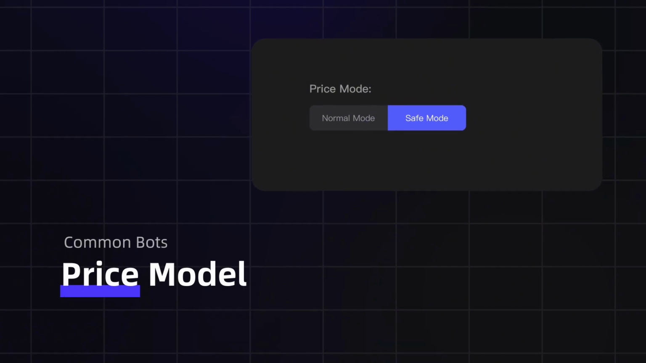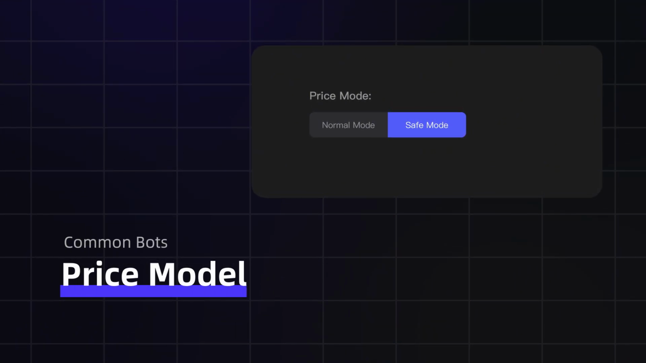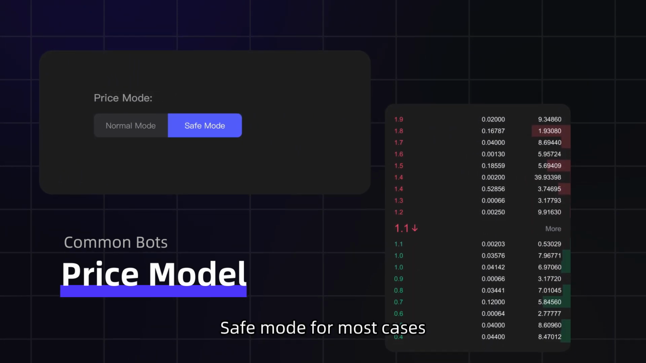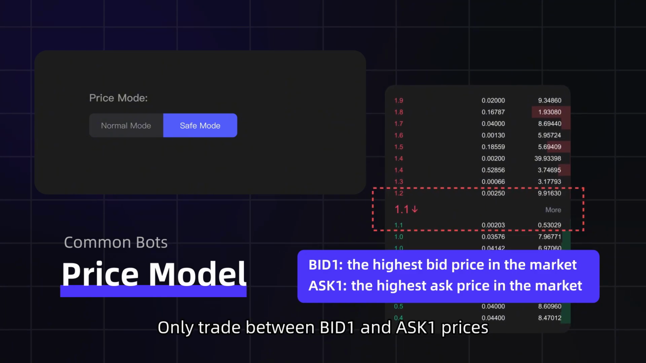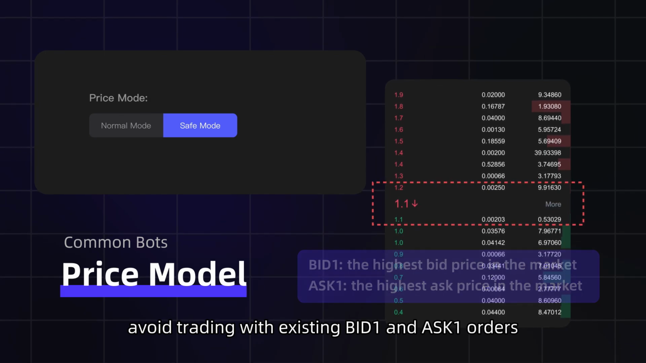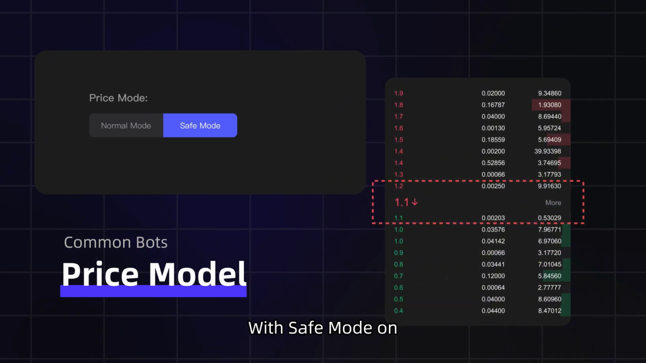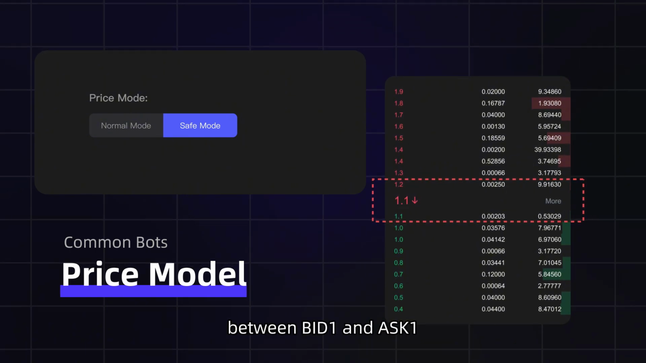Price mode. Price mode offers two options, normal mode and safe mode. It is recommended to use safe mode for most cases. Safe mode, only trade between bid 1 and ask 1 prices, avoid trading with existing bid 1 and ask 1 orders. With safe mode on, bot will get stuck if there is no price levels between bid 1 and ask 1.